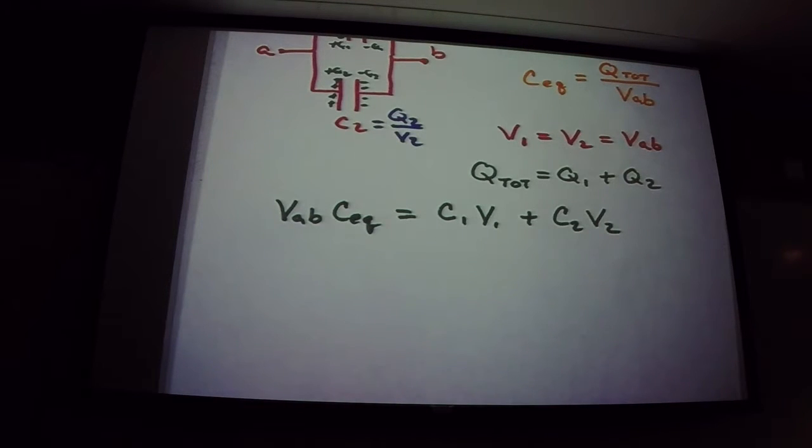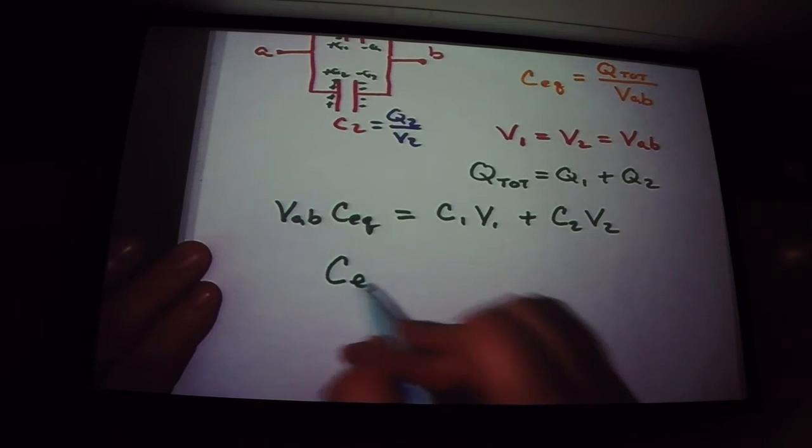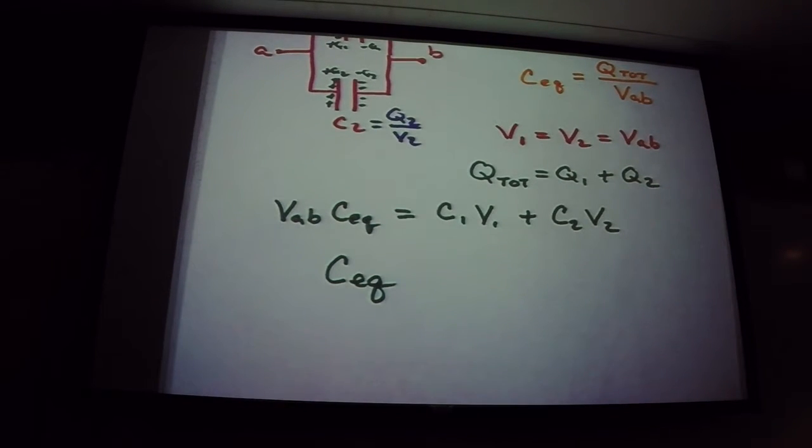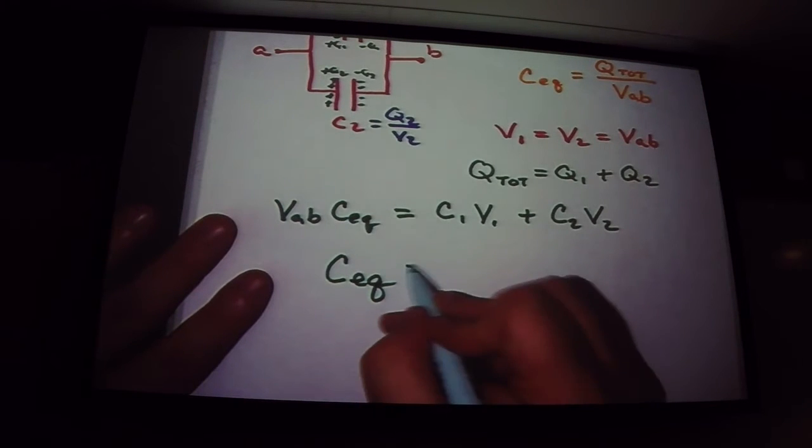However, all of the voltages are the what? Same. So I can divide through by that voltage and eliminate them, and that's it. Then I get a formula for my equivalent capacitance that's equal to this.